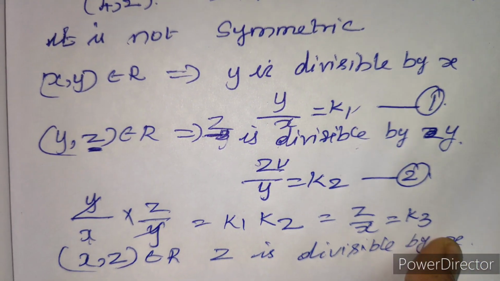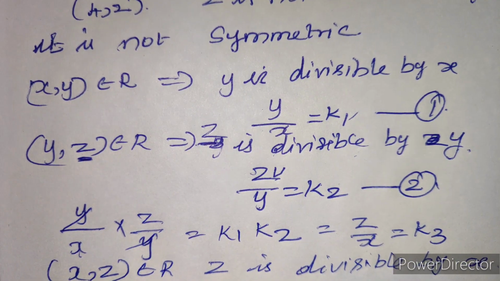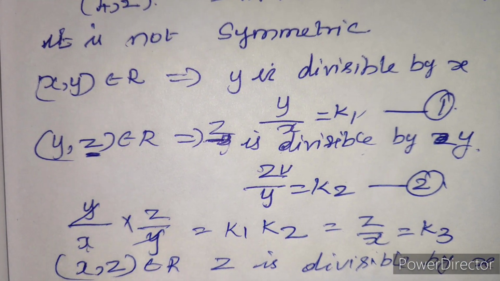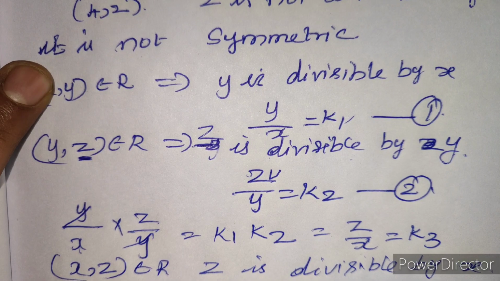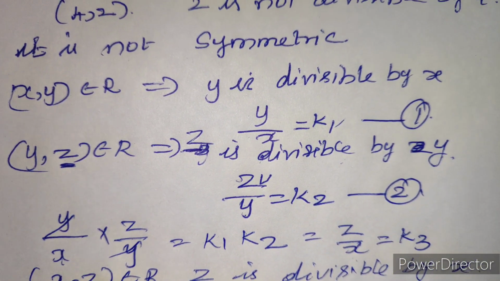Therefore the relation R is transitive. We can say that it is an equivalence relation when it is reflexive, symmetric and transitive. But this relation is not symmetric. Therefore it is not an equivalence relation.